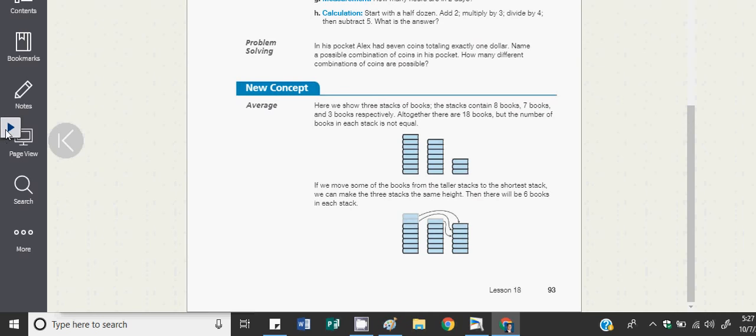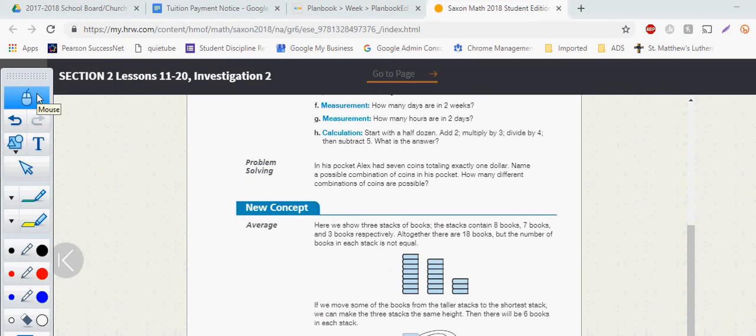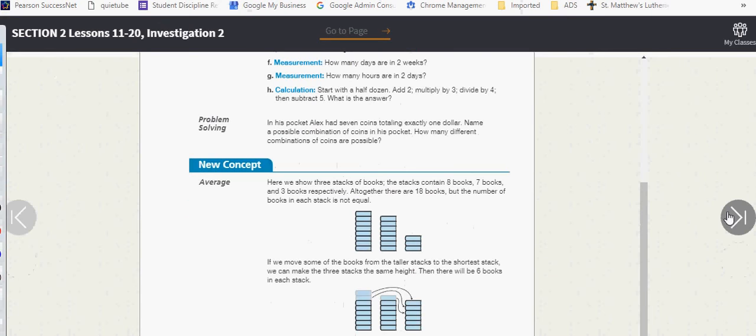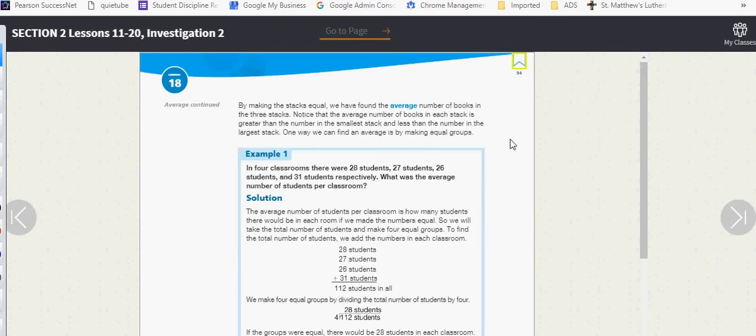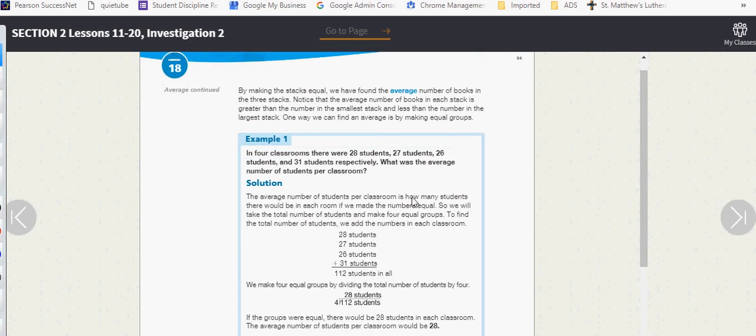Okay, that's what average is. Stack it into even-sized groups, then count how many are in those groups. How many are in evenly grouped amounts? The average number of books in each stack is greater than the number in the smallest and less than the number in the largest. It's always going to be somewhere in the middle. You can find that by making equal groups.